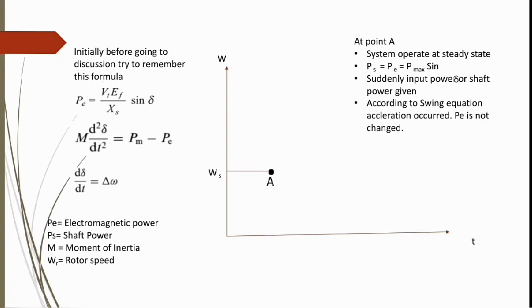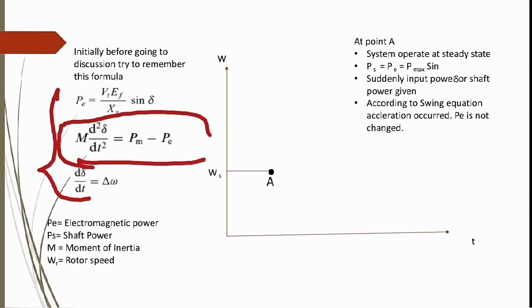So initially, before going to the discussion, try to remember these formulas. This is the swing equation, the most important equation if you want to understand hunting. You should know the swing equation, because that is the most important formula for understanding the hunting process.